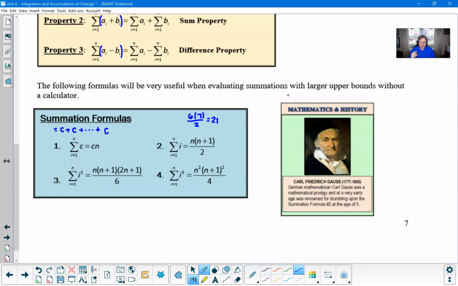Little historical note here. Carl Friedrich Gauss, a German mathematician, was a mathematical prodigy at a very young age, and he's renowned for stumbling upon summation formula number 2 at the age of 5. Now, sometimes people think that this is a bit of a tall tale, but I'm going to give you the quick 1-minute version of this story. When this particular mathematician was a young lad in kindergarten, he had a very difficult time being challenged because everyone knew at that point that he was pretty gifted mathematically.